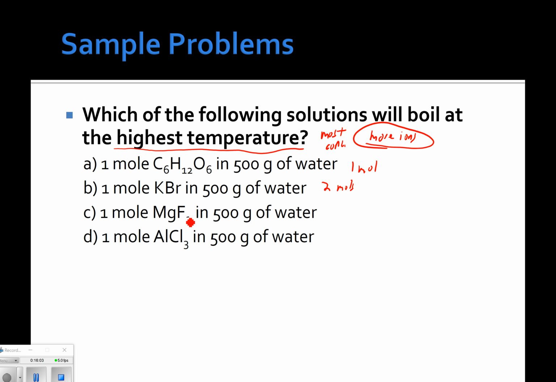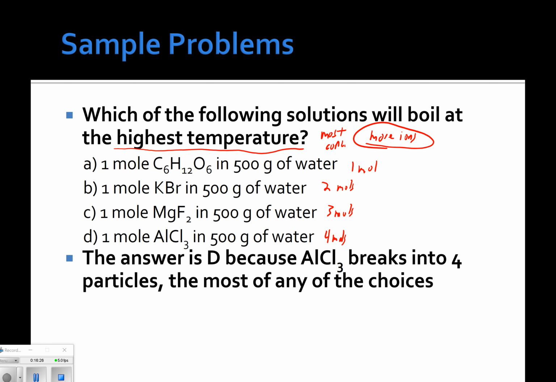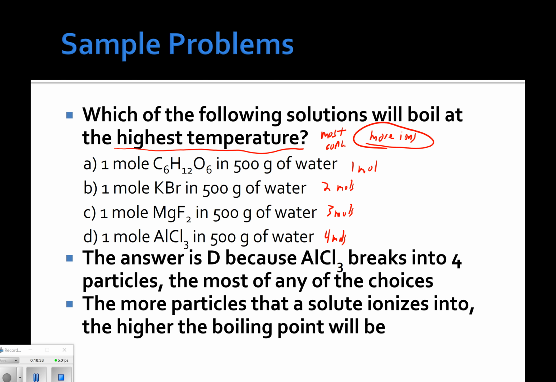MgF2, ionic again, breaks up into 2 fluorides and 1 magnesium for 3 moles. And D, we have aluminum chloride, ionic, and that'll break up into 3 chloride and 1 aluminum ions for a total of 4 moles. So the one with more ions, D, will cause the boiling point to go highest because it's dissociating or breaking up into the most number of particles. The more particles that a solute ionizes or breaks up or dissociates into, the higher the boiling point will be.